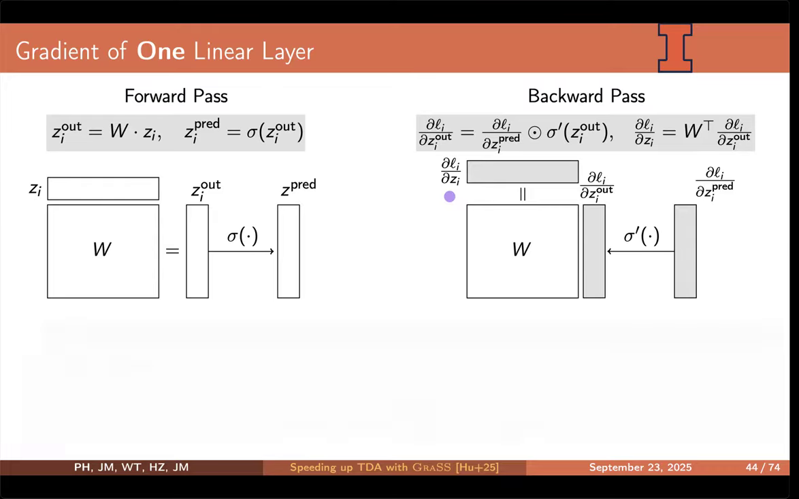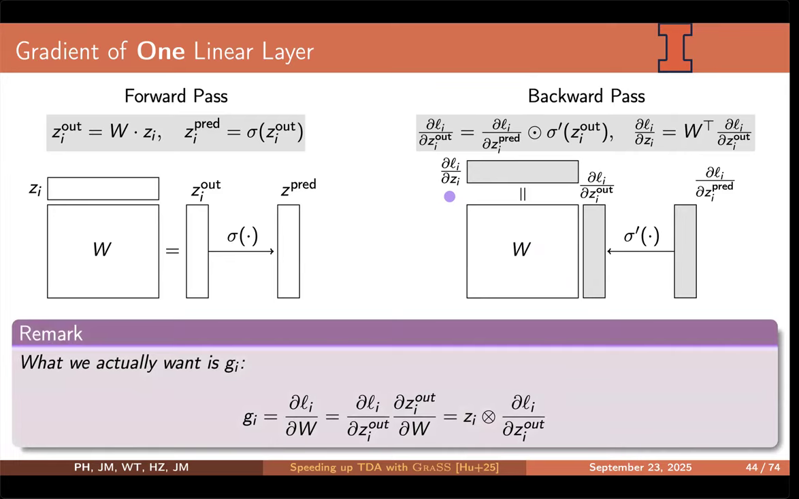But I want to note that what we actually want is the gradient of the layer, right? So it is the gradient with respect to the layer parameter, which is W. If you do the chain rule, you'll see that this Gi, which is exactly what we care about, is actually Vi times the gradient with respect to the output of the linear layer. Okay, so keep that in mind.